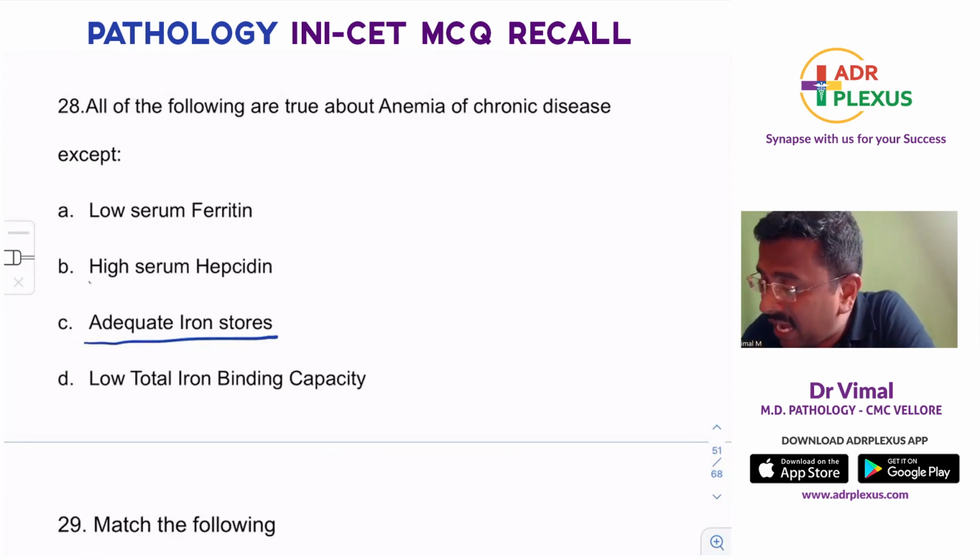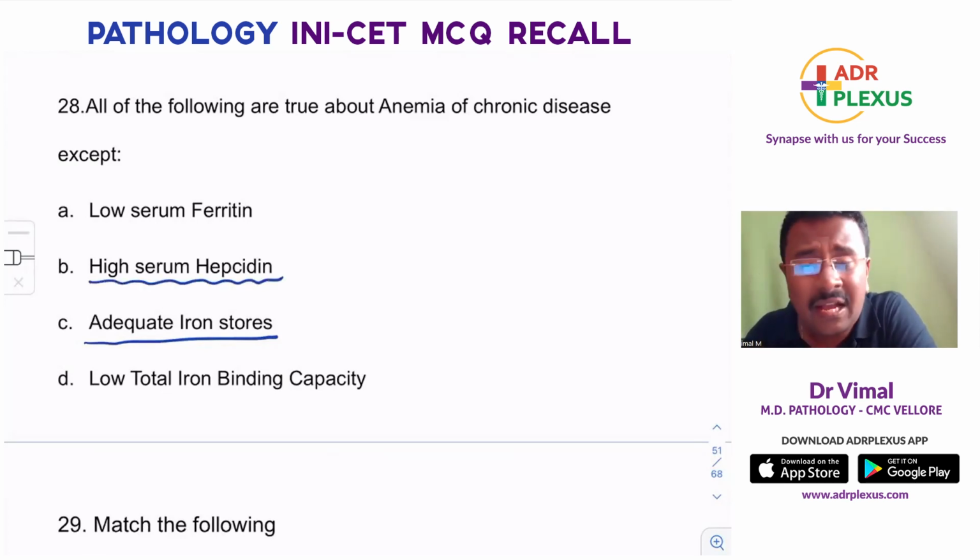It is the high serum hepcidin. The high serum hepcidin will be preventing the intestinal absorption. In anemia of chronic disease, the hepcidin levels will be more because of the chronic inflammation. This high hepcidin will impair the intestinal absorption and prevent the release of iron from the macrophages. So there is definitely an iron deficient state.